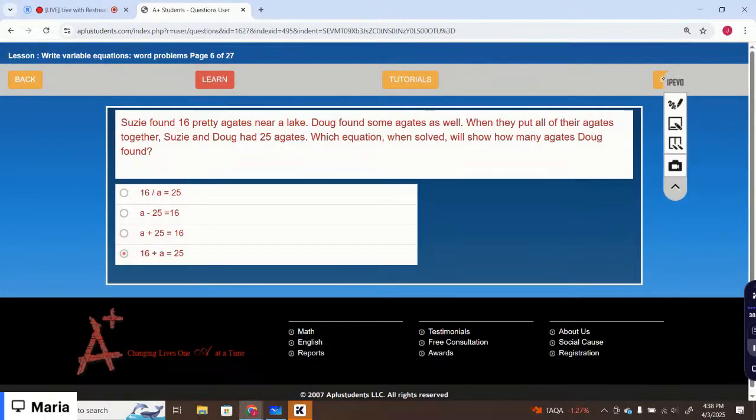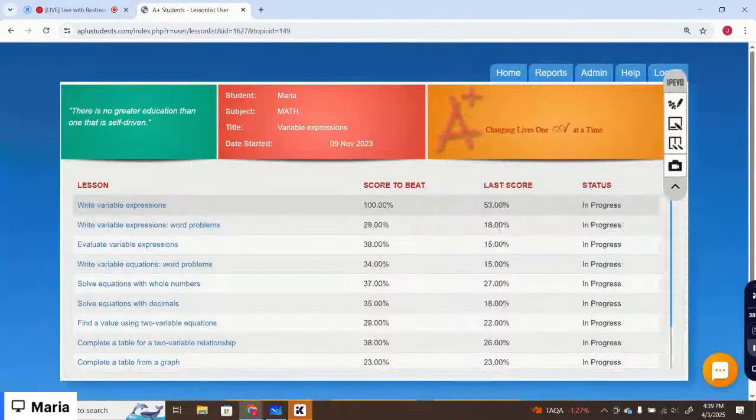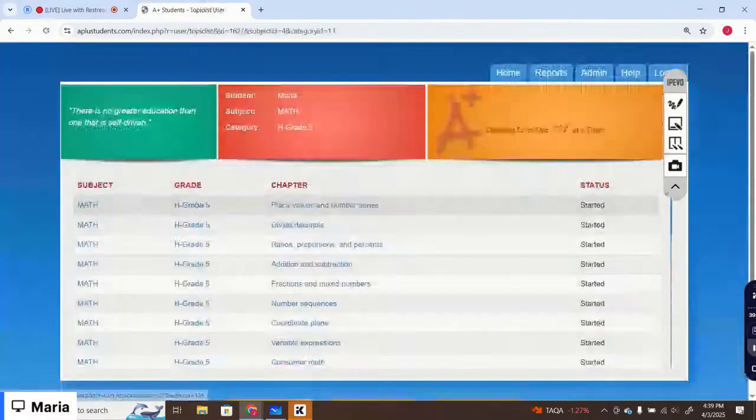Okay, you can complete the lesson by yourself today. So we were working on variable math. The chapter we were working on is write variable expressions, write variable expression word problems, evaluate variable expressions, write variable equations word problems. So please make sure that for the next session you complete all the practice questions for the lessons we just did. That is your homework until next session.